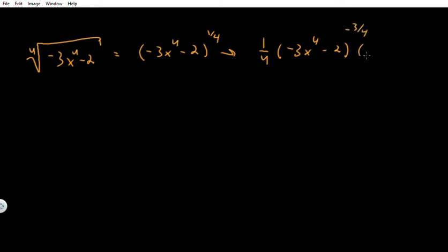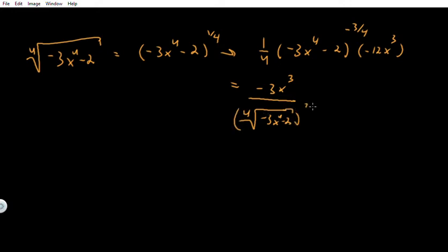And now we have to multiply this by the derivative of the inside. And the derivative of the inside, I would have to bring the 4 down, and I would get negative 12x cubed, and the derivative of just a 2 is a 0. And if I was to clean this up, I would get negative 12/4 is a negative 3x cubed divided by the fourth root of negative 3x to the fourth minus 2, and this quantity is cubed. And you could also just bring the cubed inside of here if you wanted to, but either way is a correct answer. So this would be your derivative.